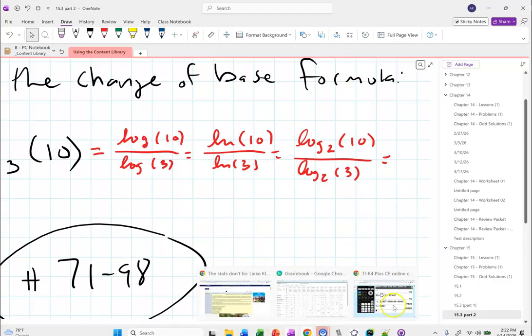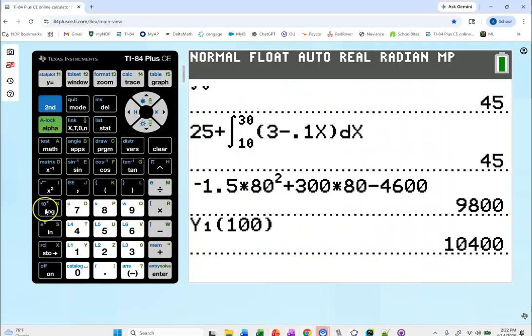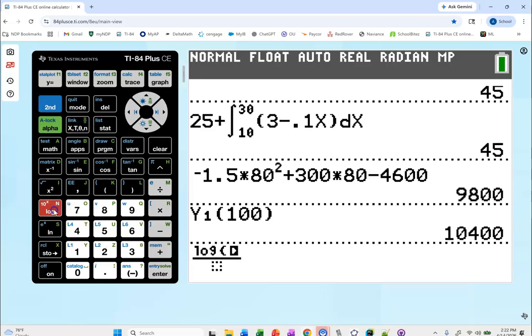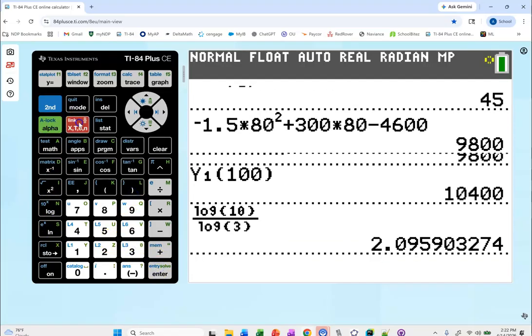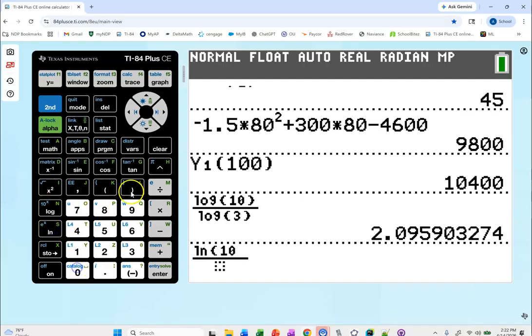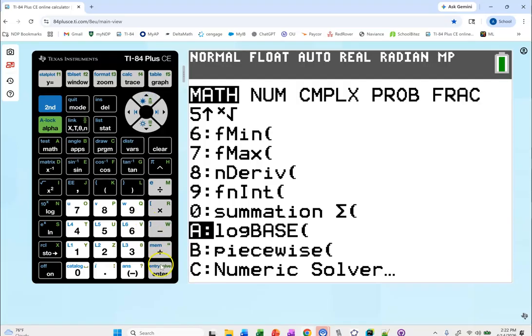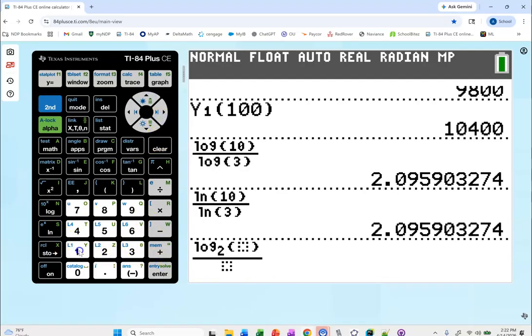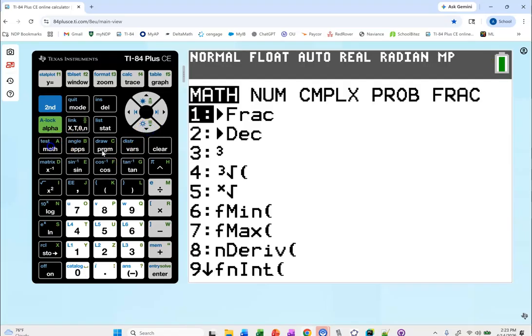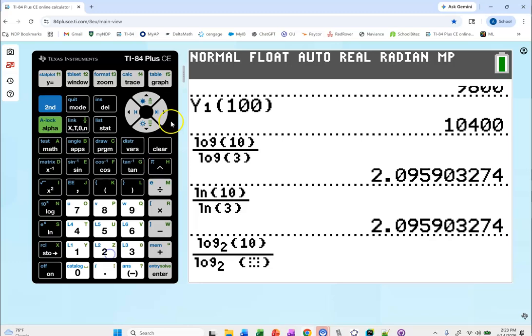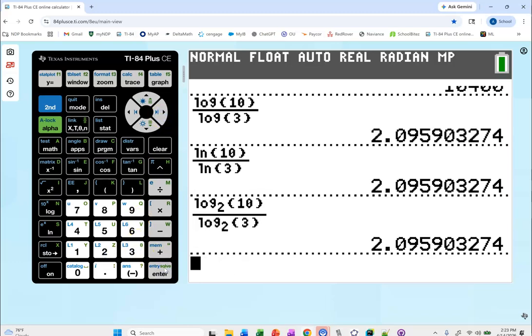Now, this is a tad outdated. So let's see, we'll do log of 10 over log 3. And then we'll do natural log 10 over natural log 3. And then we'll do log base 2 of 10 over log base 2 of 3. And we'll observe that we're getting the same answer in all of these.